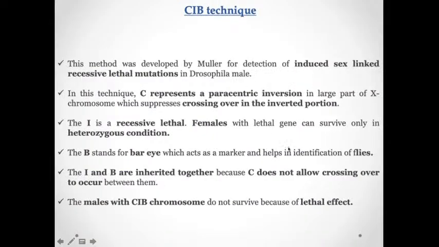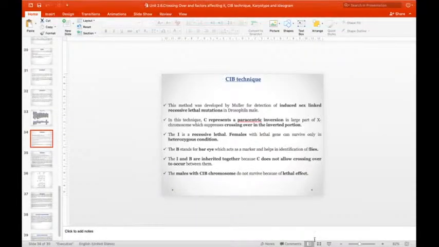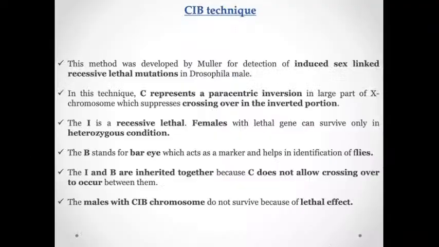Now comes the CIB technique. This method was developed by Muller for detection of induced sex-linked recessive lethal mutations in Drosophila males. In this technique, C represents a paracentric inversion in a large part of the X chromosome, which suppresses crossing over in the inverted portion, and l is a recessive lethal. A female with a lethal gene can survive only in the heterozygous condition, but if it is in the male, the male will die. B stands for the Bar eye, which acts as a marker that helps identification of flies.